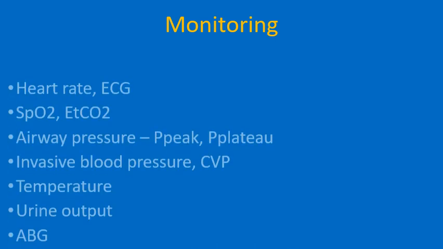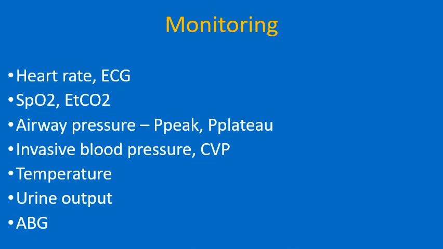Now coming to monitoring. What monitoring do we usually do in a patient who is posted for thoracic surgery? These are heart rate, ECG, SpO2, EtCO2, and airway pressure monitoring, that is peak airway pressure and plateau pressure, invasive blood pressure monitoring, CVP, temperature, urine output, and arterial blood gas analysis also is done.